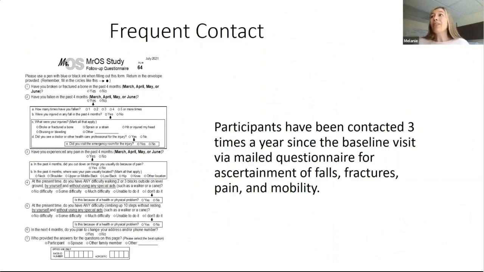We have frequent contact with the subjects. 3 times a year, we send them a 1-page questionnaire asking about falls, fractures, pain, mobility. We also ask them if they have plans to change their address. The older generation tend to move around a lot. They move out of their houses into retirement homes, assisted living facilities, with family. So we want to keep tabs on them and update their contact information as needed.